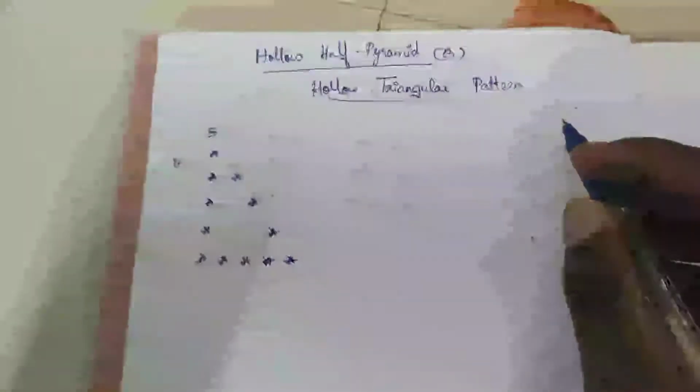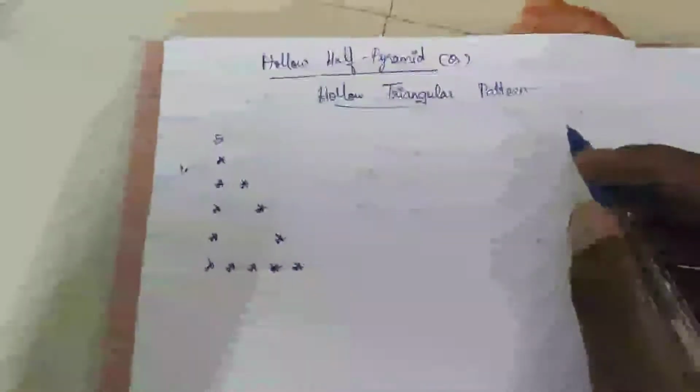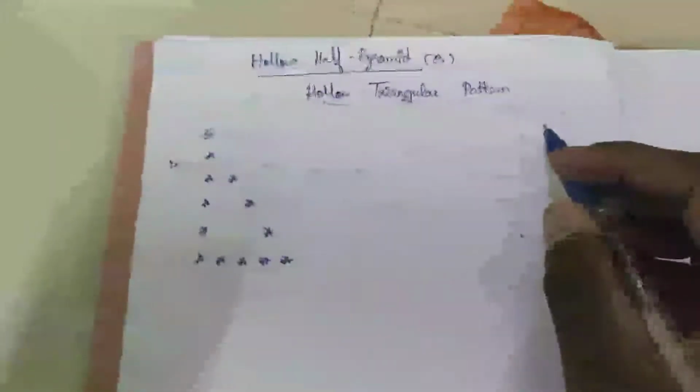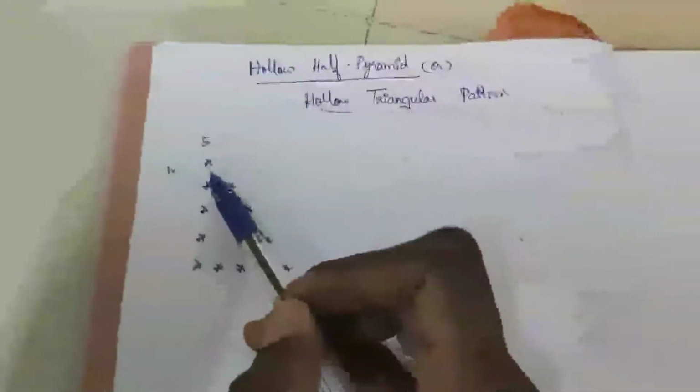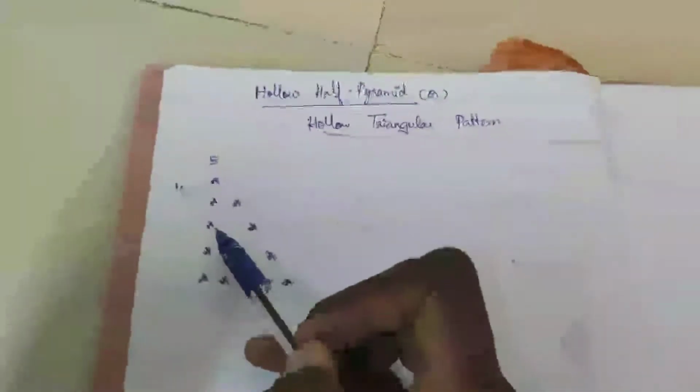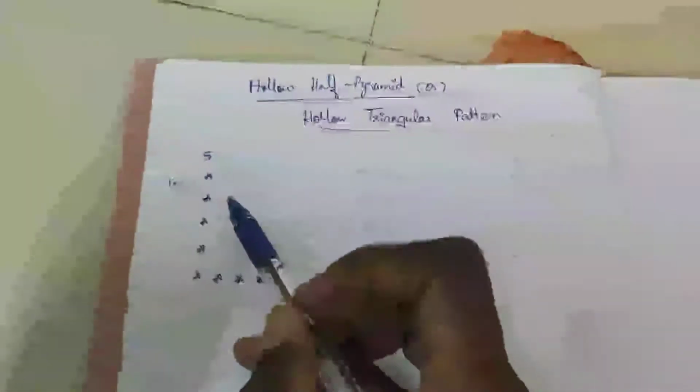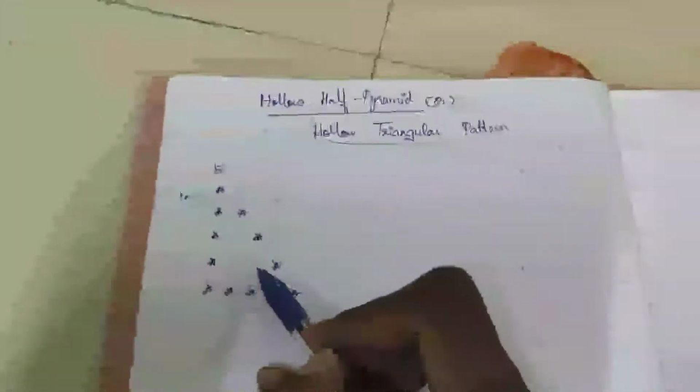Yeah, today in this video we are going to see how to print a hollow half pyramid, or a hollow triangular pattern. So the output of the pattern when I give an input integer will be like this. Just look at this picture. It is similar to the previous video's triangular pattern, but the main difference is that inside there are no stars, right?